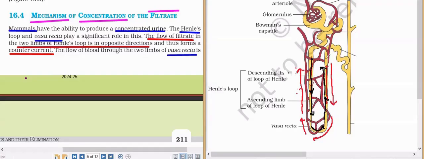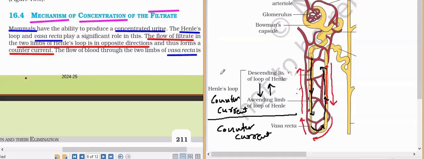So what is being explained is that Henle's loop shows the counter current mechanism, and the vasa recta also shows the counter current mechanism. Current here means flow, descending and ascending. In Henle's loop, the filtrate will go. In the vasa recta, blood will move. That is the only difference.